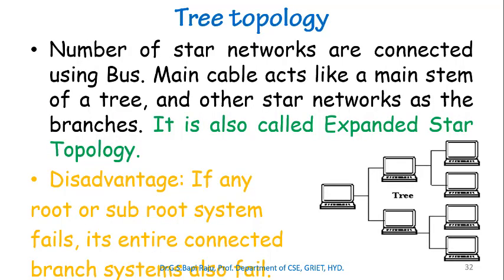Then comes tree topology. A number of star networks are connected using a bus. The main cable acts like the main stem of a tree, and the other star networks act as branches. And you can extend these branches, and this is called expanded star topology. The disadvantage is that if any root or subroot system fails, its entire connected branch system also fails.